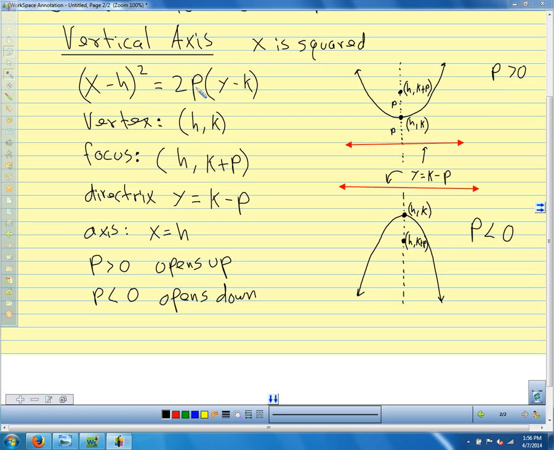And the other nice thing about this number is we can always find two additional points on our graph. So two additional points on our graph are 2p units, and I'm going to say 2 absolute value of p. So whatever it is, we're just moving to the left and to the right. 2p units left and right of the focus.